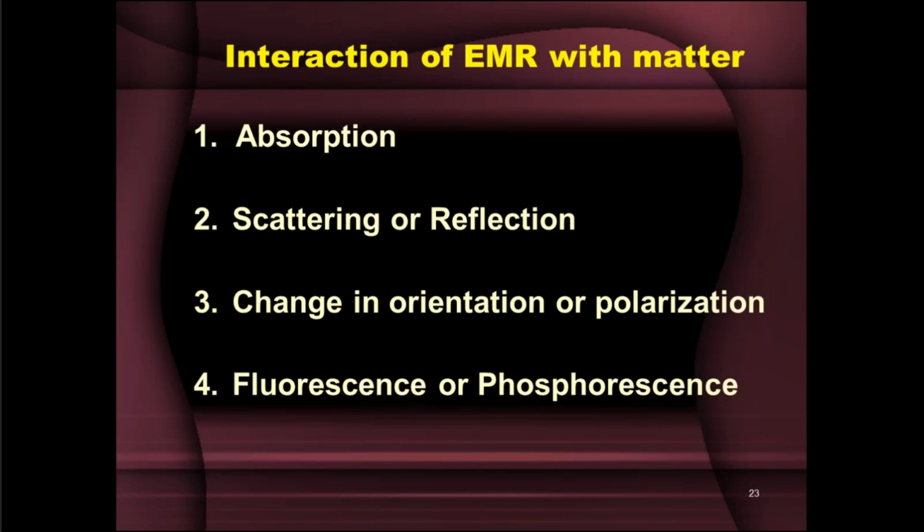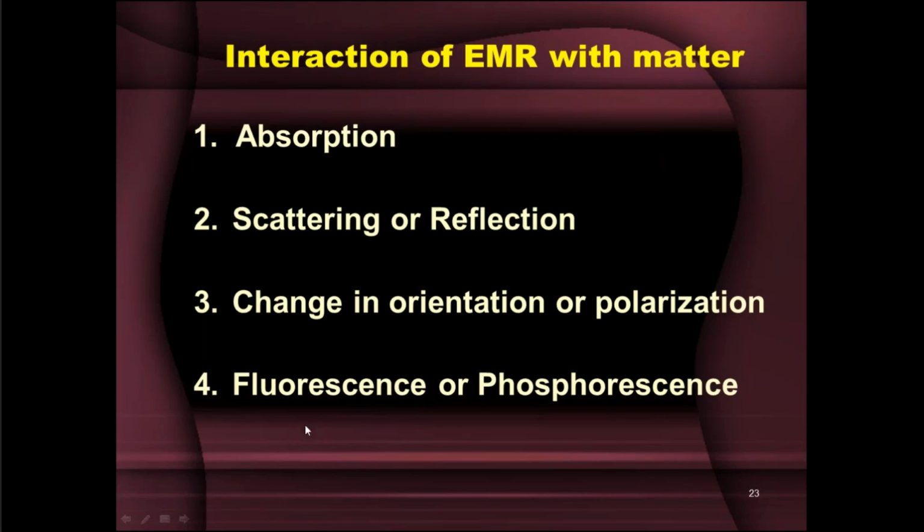Which color is transmitted. We also saw the interaction of electromagnetic radiation with matter, the study of which is spectroscopy. We have seen the four possibilities. You could have absorption occurring, you could have scattering or reflection occurring, you could have change in orientation or polarization, you could have the phenomenon of fluorescence or phosphorescence. So our first chapter actually deals with absorption spectroscopy. This is the one we will be concentrating on in the present chapter.